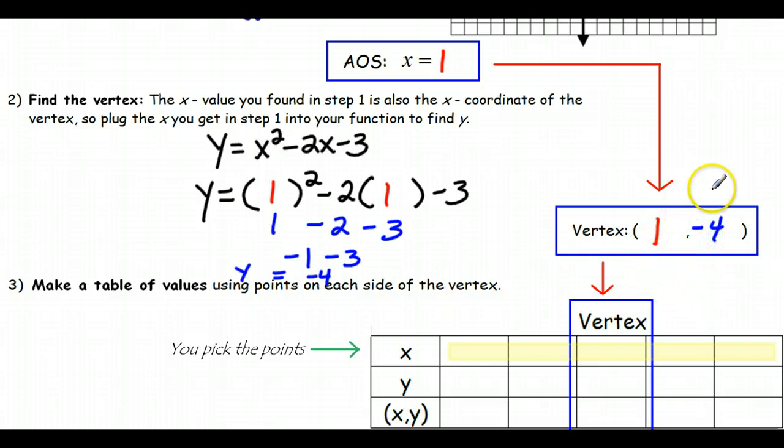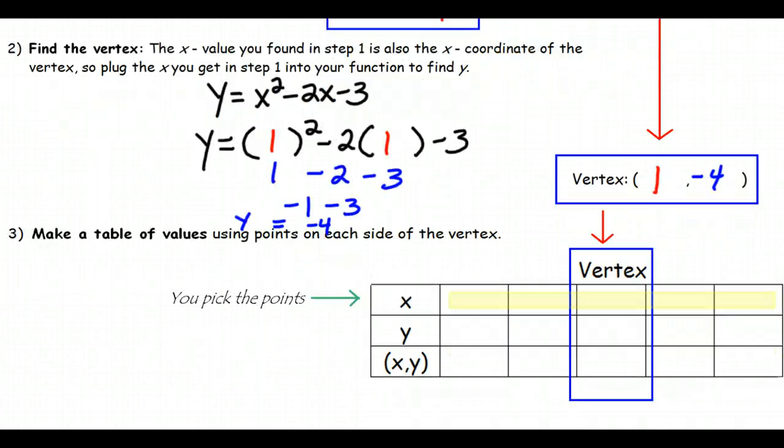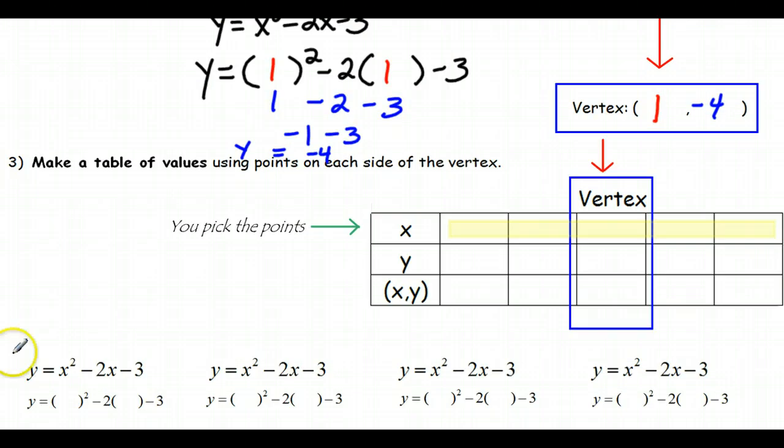Alright, we've now found our axis of symmetry and our vertex. Now we're going to move on to finding values for our table. In the center of our table we're going to put our vertex. Our x-coordinate was 1 and our y-coordinate is negative 4, which gives us an ordered pair of 1, negative 4. You want to pick values larger and smaller than your x-coordinate. Since here my vertex x is 1, I'm going to pick 2, 3, and then I'm going to go the opposite way. I'm going to go smaller and pick 0, negative 1. So those are the values that I'm going to plug into the function to find y.